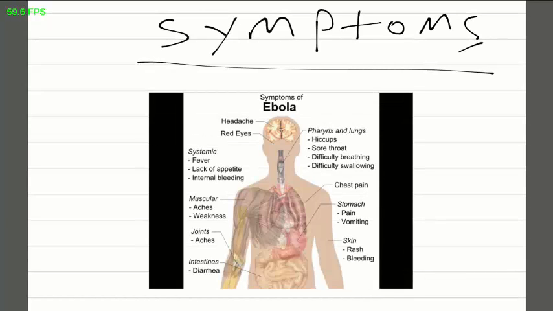You can see here you have the skin rash. Obviously, if you damage the blood vessels supplying blood to your skin, you will get the hemorrhagic rash.